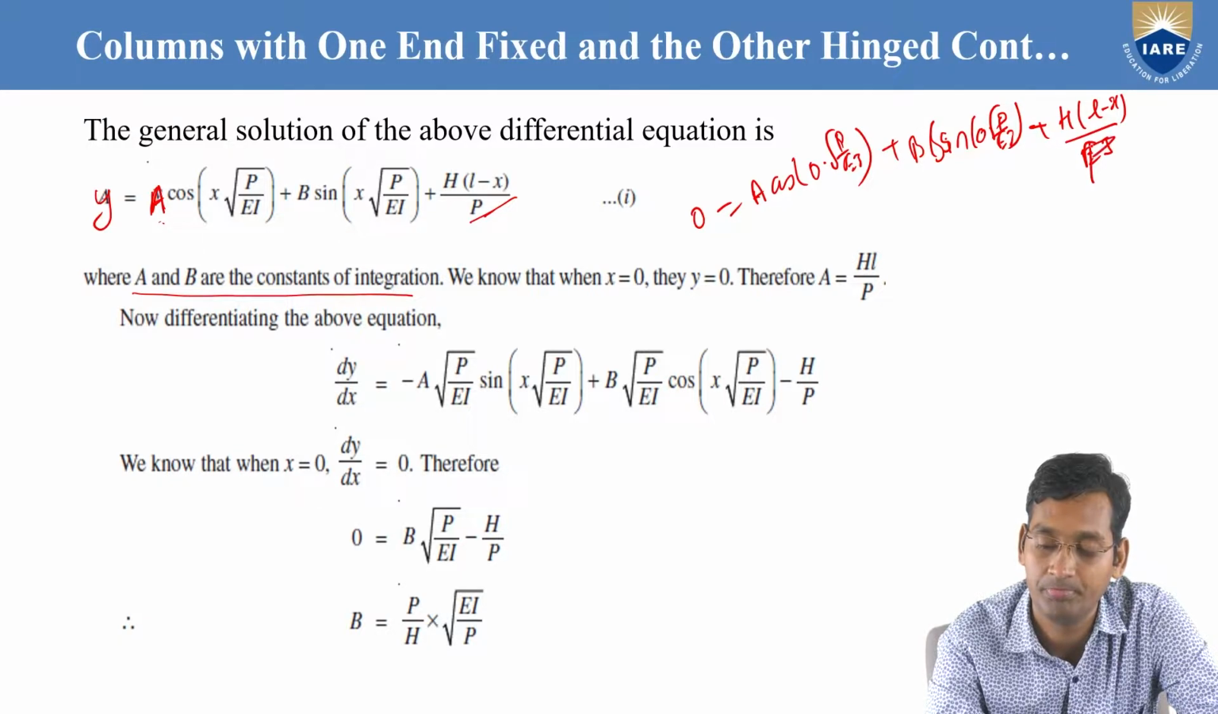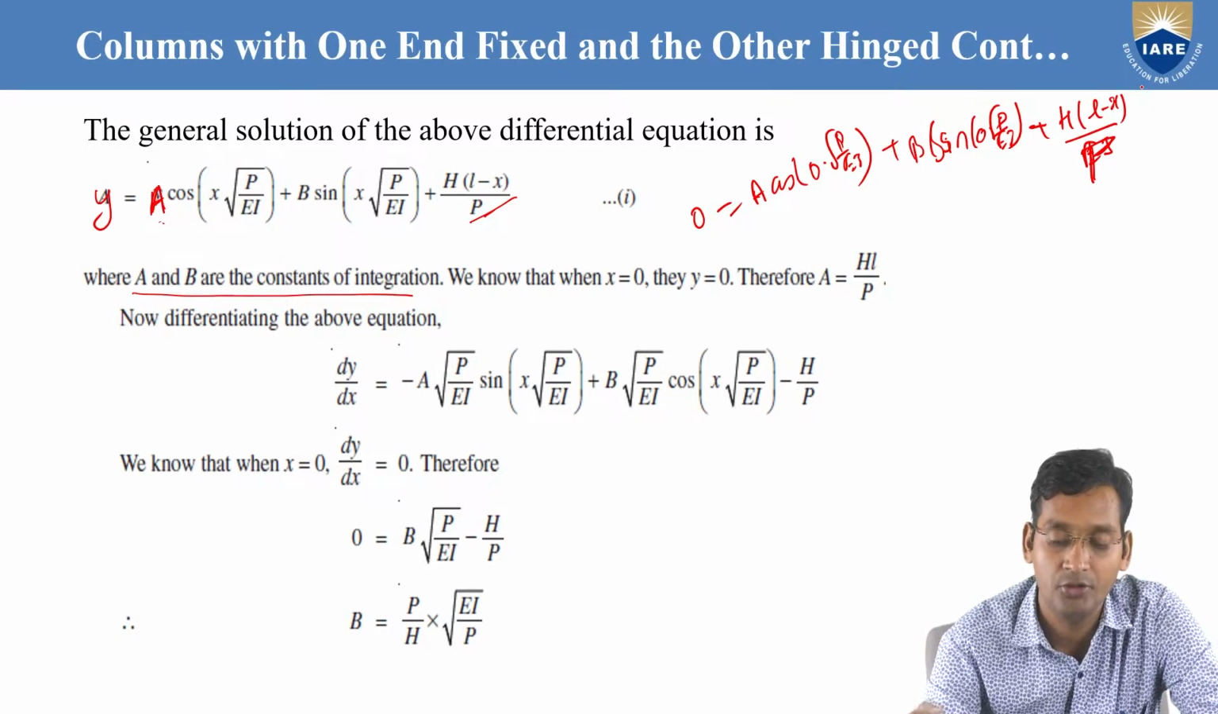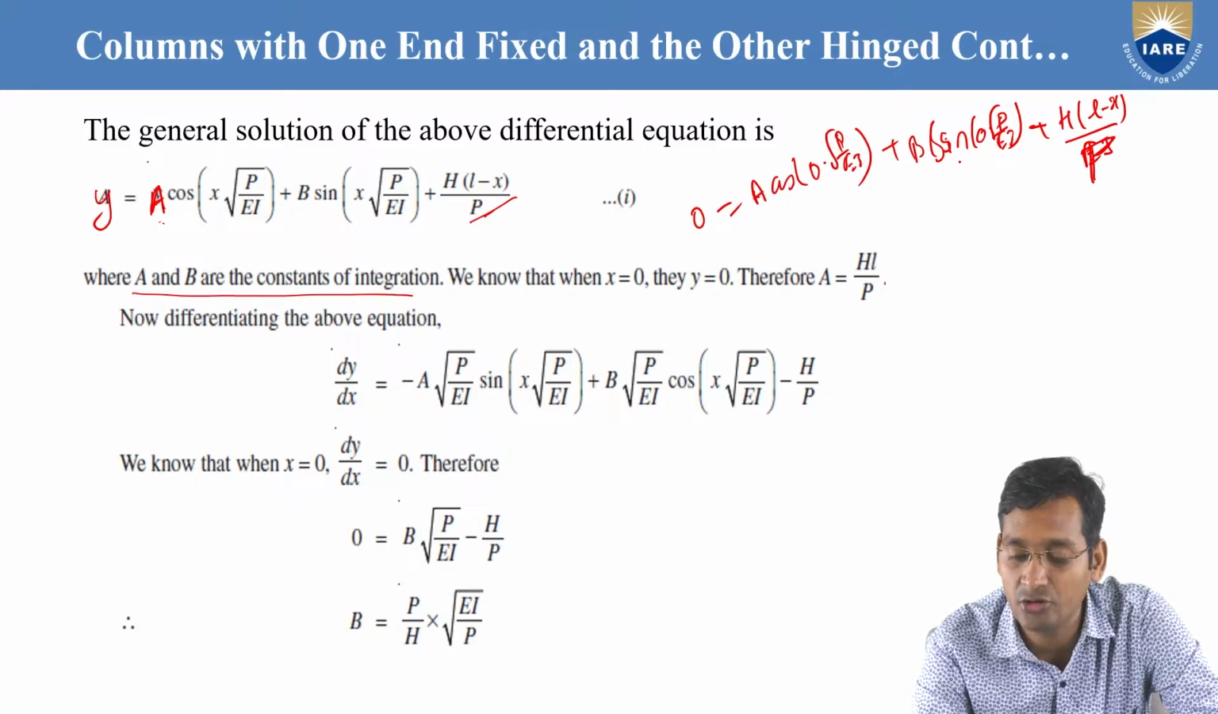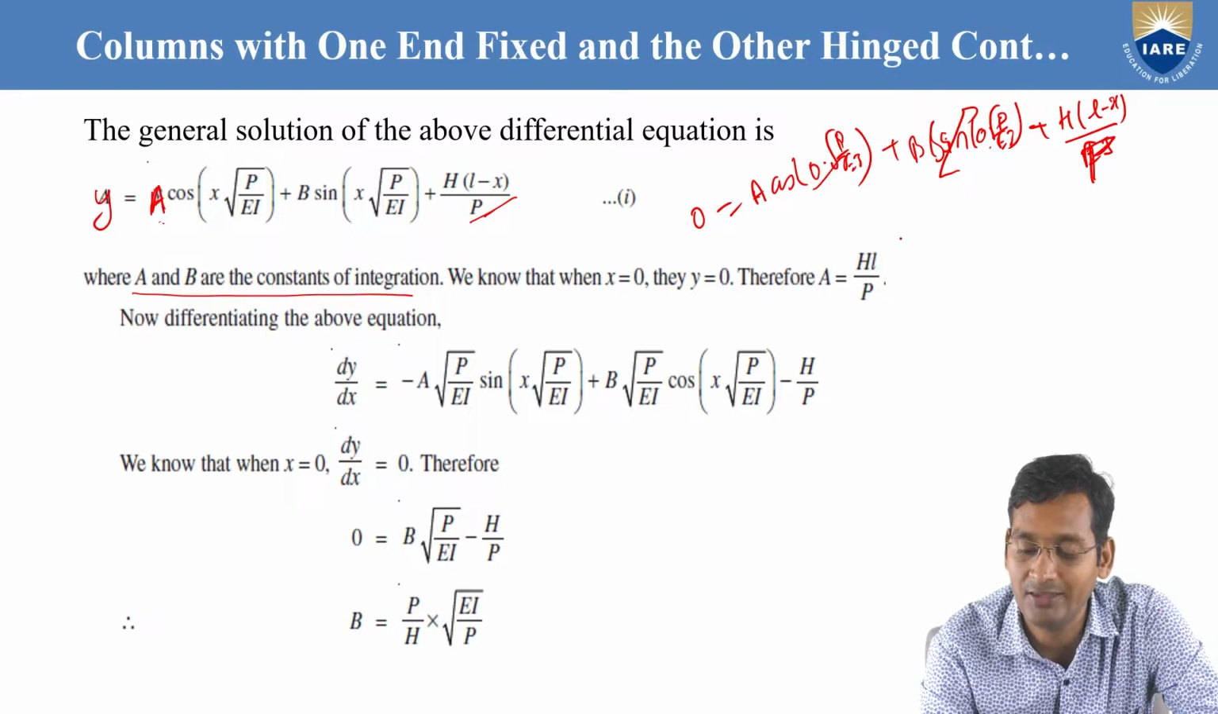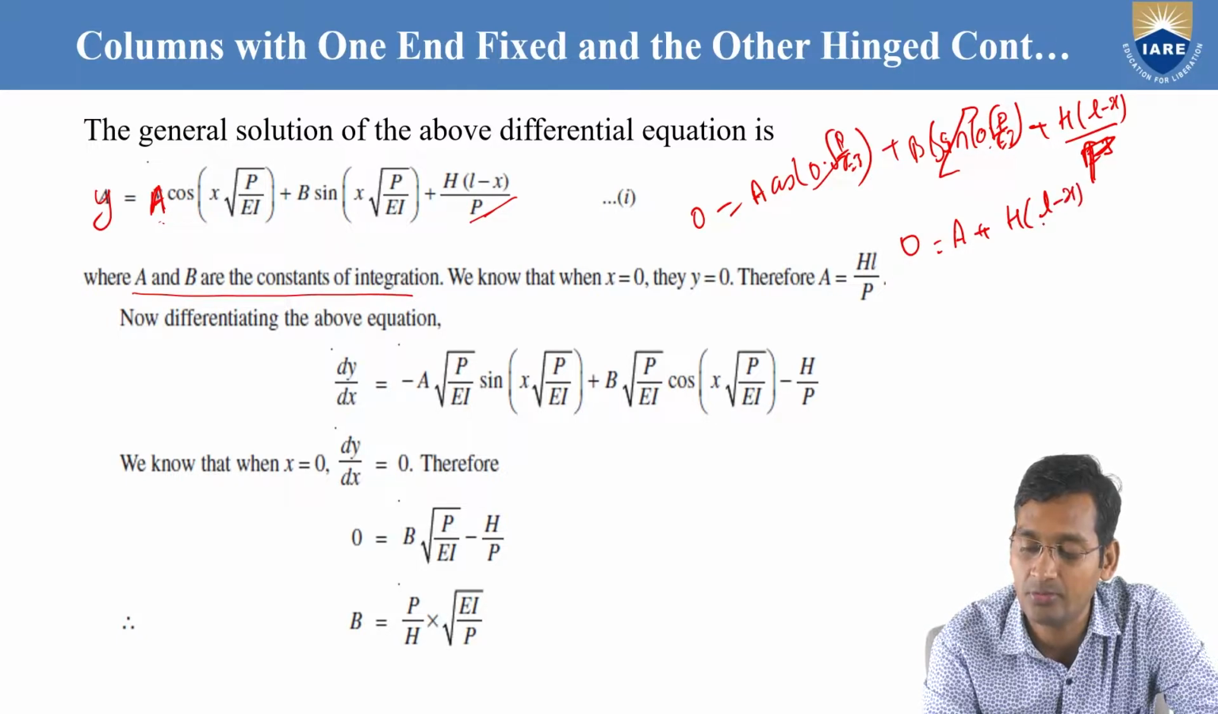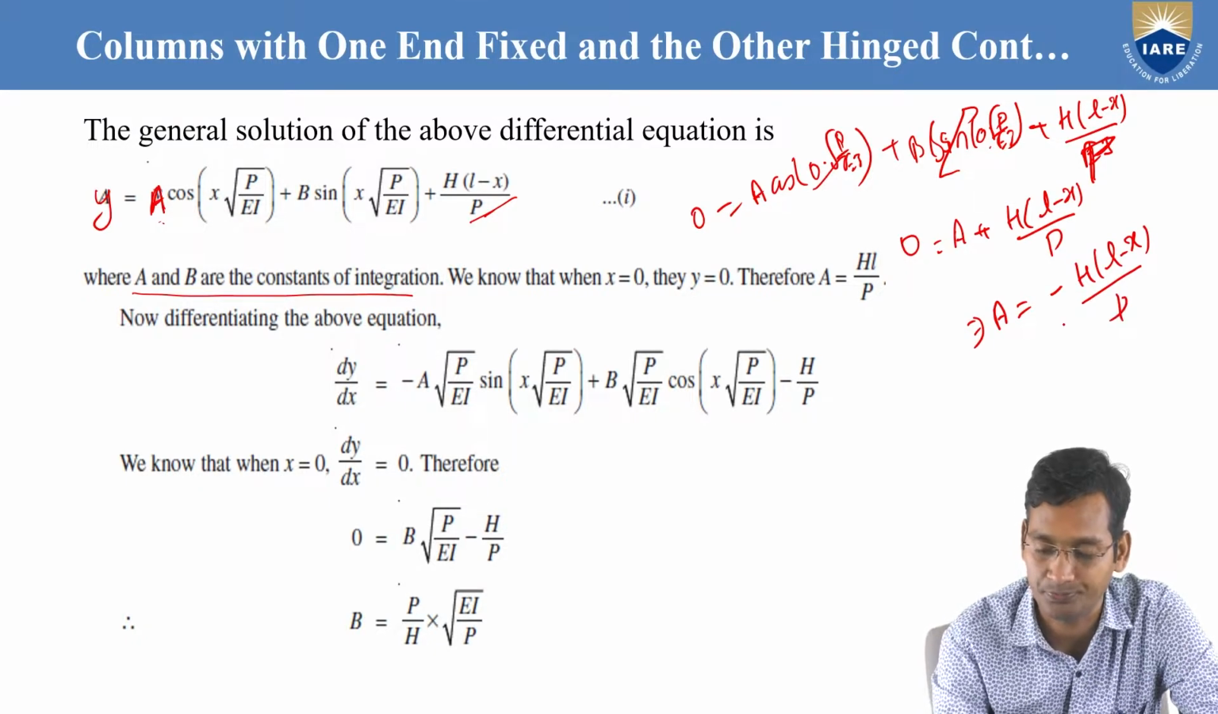Sorry, it is p minus h into L minus x by p. Now after this, sin 0 is 0, so this term will be 0. Cos 0 is 1, so 0 equals a plus h into (L minus x) by p. From here, that implies a equals minus h (L minus x) by p.